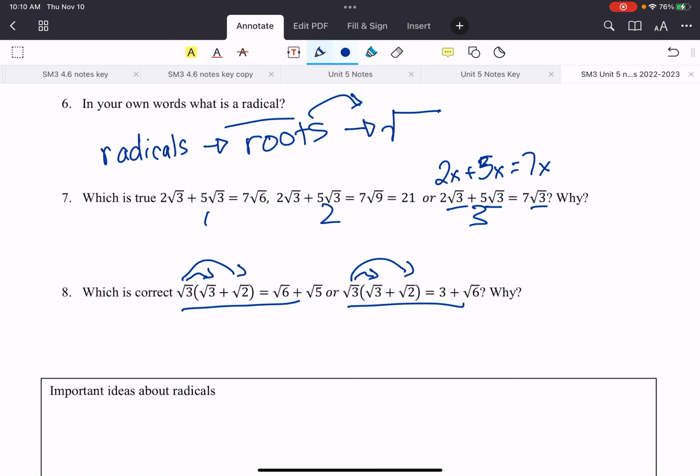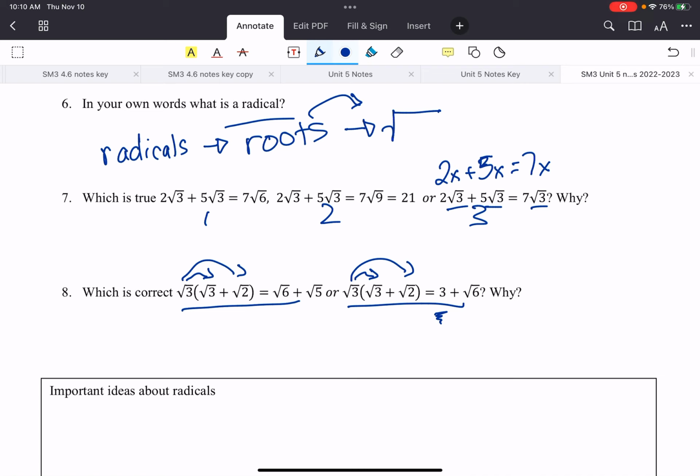The first one added the numbers inside of them. But remember, when we multiplied the radicals, we multiplied the numbers. What's the square root of 3 times the square root of 3? The square root of 9, which is just 3. The square root of 3 times the square root of 2? The square root of 6.